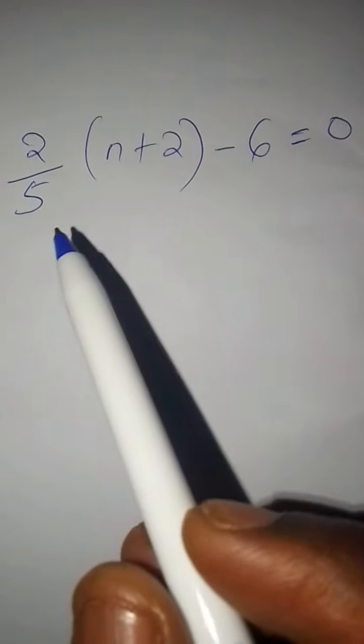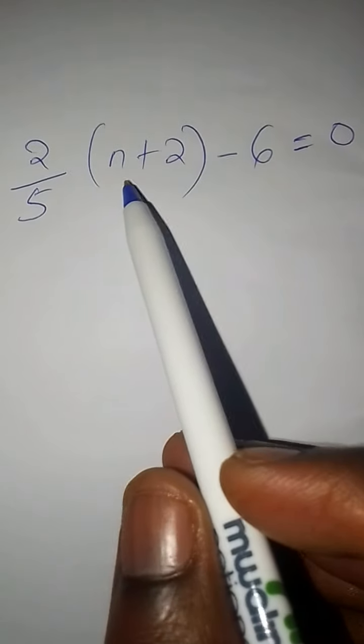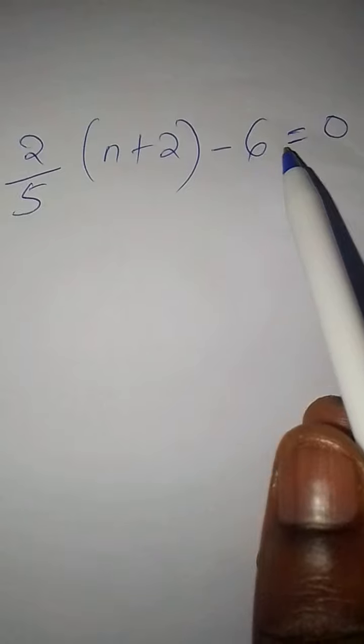Hello everyone, let's solve this problem. 2/5 (n + 2) - 6 = 0.